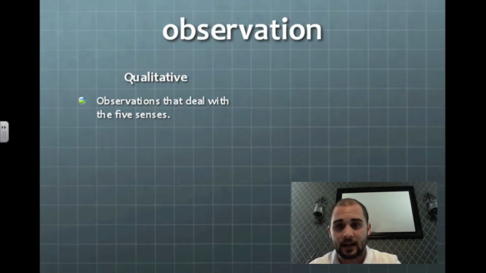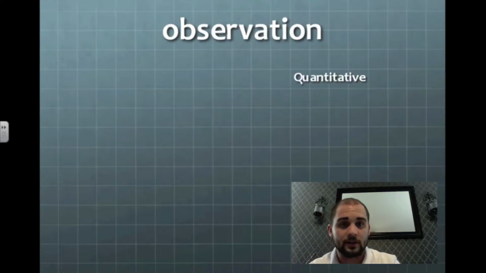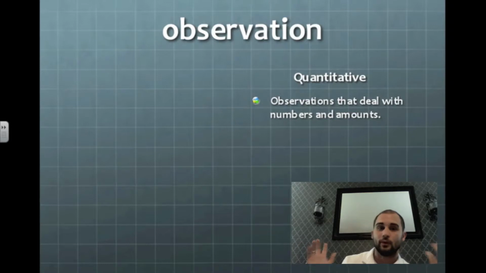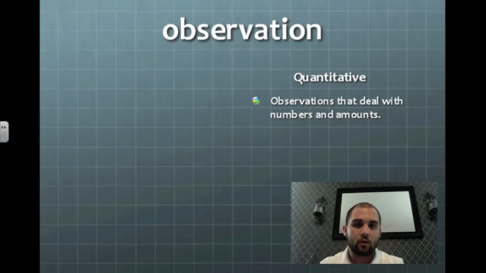The second type of observation that we talk about is quantitative. When you think about quantitative, I want you to think about quantities. Observations that deal with numbers. So if I said there's two cats in the room, that would be a quantitative observation because I said the number 2. Okay. Moving on.